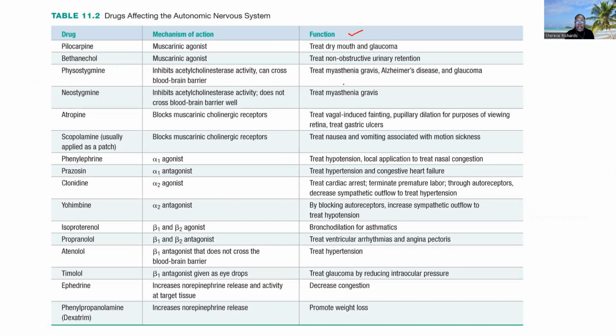So a good example of this is if we look at isoproterenol. So isoproterenol is a beta agonist. And when we think about the word agonist, it's going to mimic the response of norepinephrine binding to a beta-1 or beta-2 receptor.